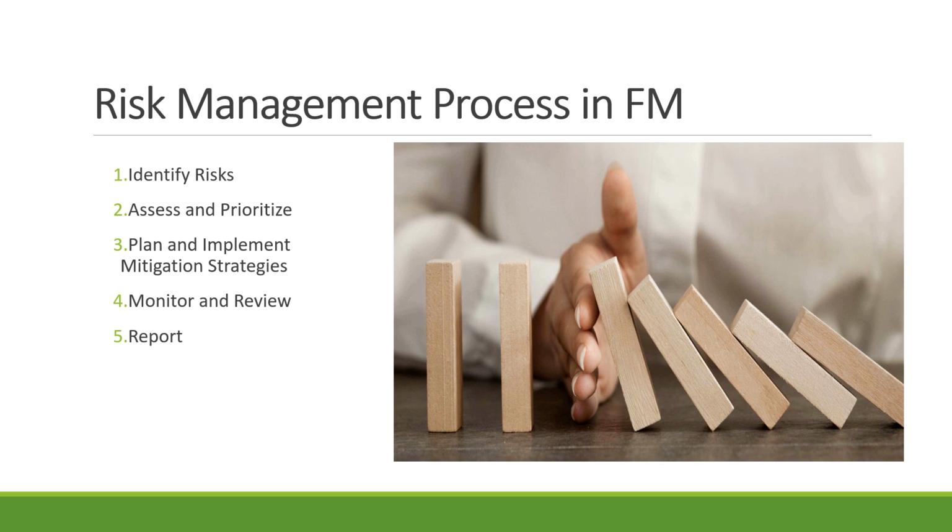Risk management process in facility management. Now, the first step of the process is risk identification. Understand all potential risks associated with the facility. Second, assess and prioritize. Determine the probability and impact of each risk. Third, plan and implement mitigation strategies. Develop strategies to reduce or eliminate risks. Fourth, monitor and review. Regularly review risks and the effectiveness of mitigation strategies. Then the fifth step is reports. Ensure stakeholders are informed about the risk profile and steps taken to manage them.